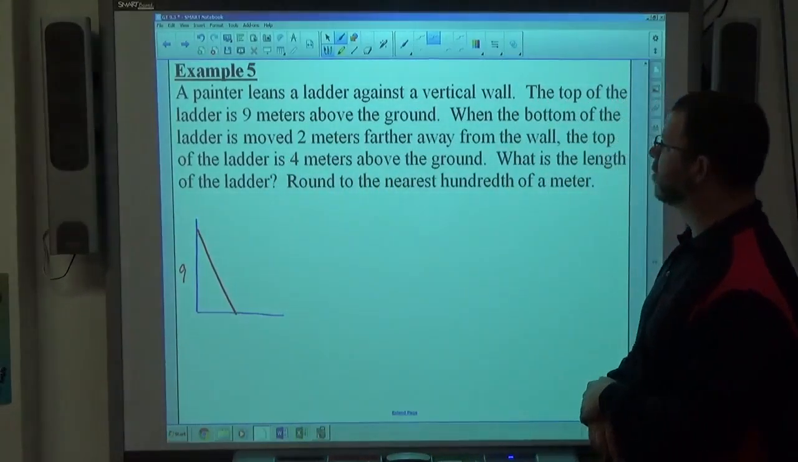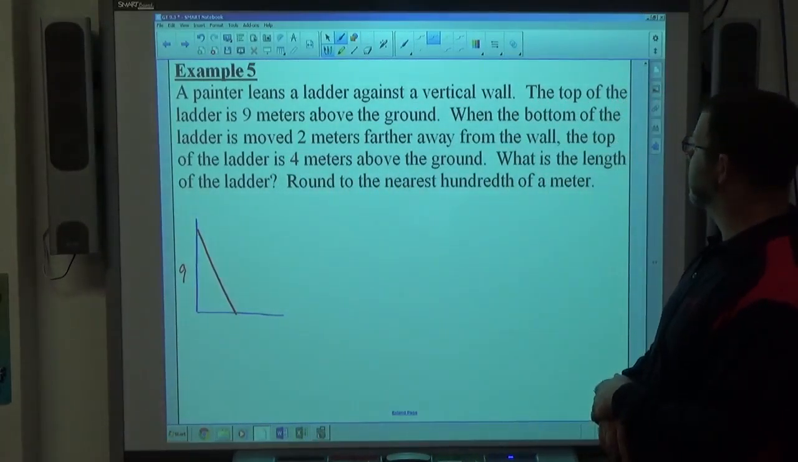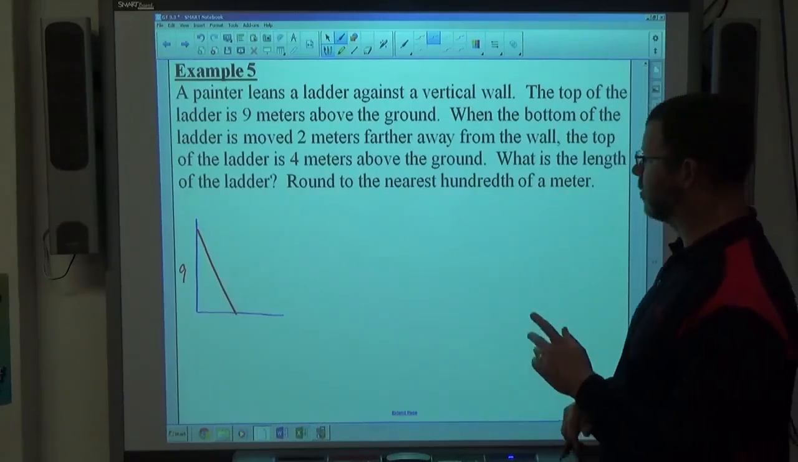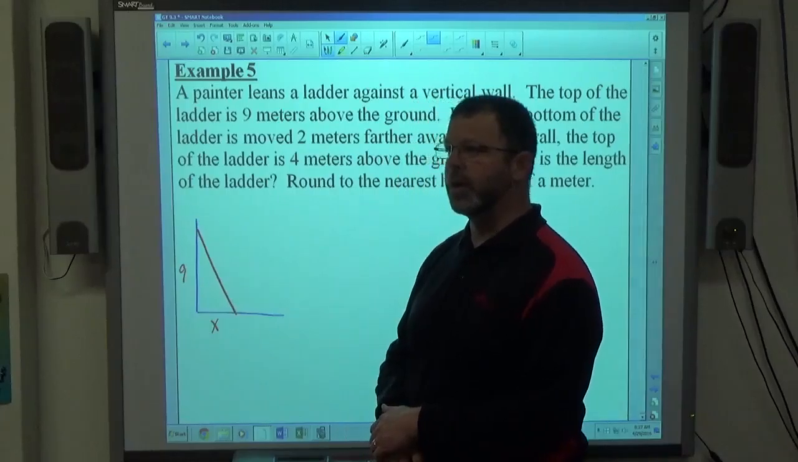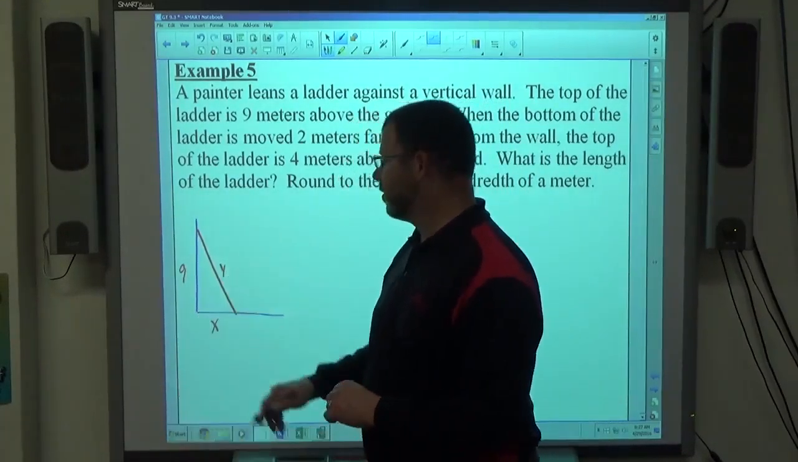When the bottom of the ladder is moved 2 meters further away from the wall, the top of the ladder is 4 meters above the ground. Okay, so what I don't know is how far it is away from the wall to begin with. I also don't know how long the ladder is.